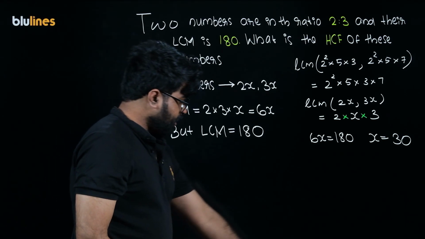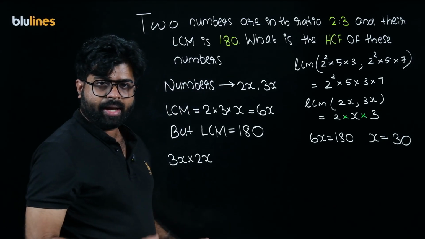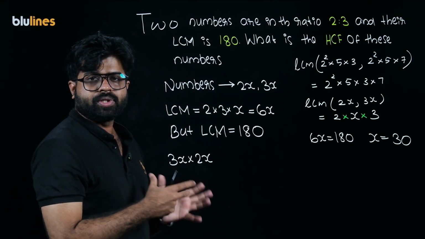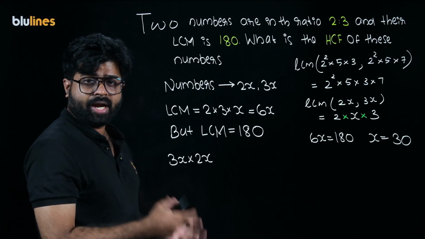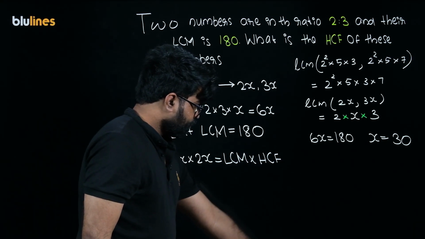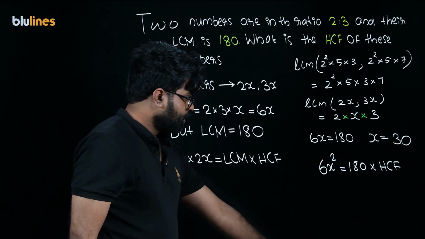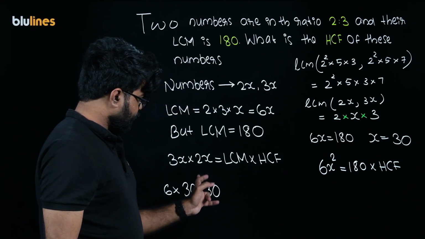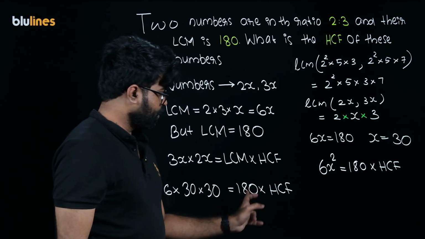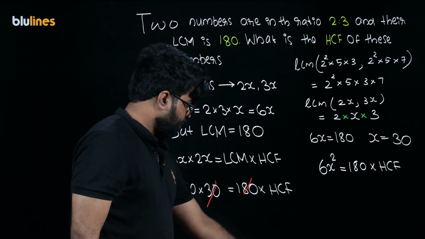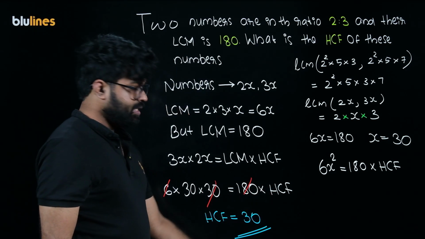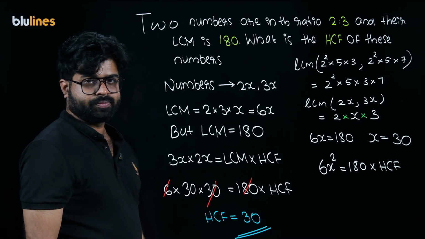Now, we know a relation connecting LCM, HCF and the product of two numbers. The product of two numbers is equal to HCF multiplied with LCM. On simplification, we have 6 multiplied with 30 multiplied with 30, which is equal to 180 into HCF. We can cancel out, and the HCF will be equal to 30.